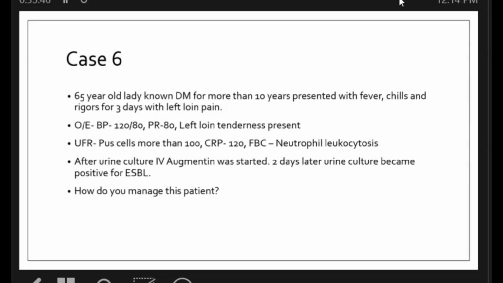Again, the same lesson. The rule of thumb is that when you start an antibiotic, there should be improvement within 48 hours. If the patient improves within 48 hours, probably no need to change. But if the patient is not improving after 48 hours, we have to take it seriously. The urine culture is now positive for ESBL, so you probably have to change to a carbapenem.